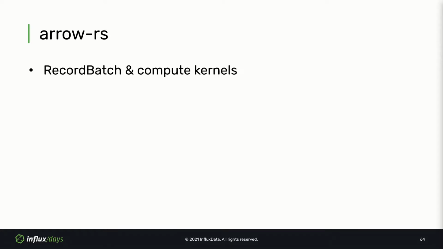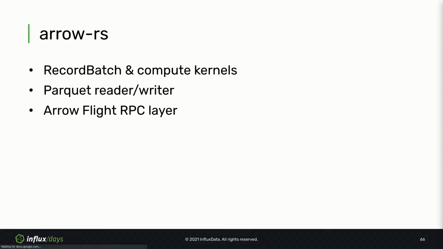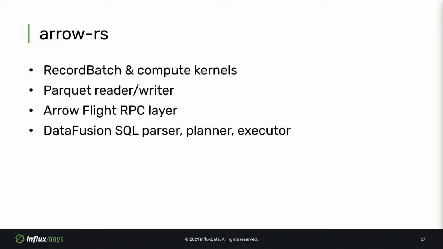So the different components are what's called the record batch and compute kernels. A record batch is basically a block of Arrow data. Then we have the Parquet reader and writer to read and write Parquet files. We have the Arrow Flight RPC layer. And then lastly, we have DataFusion, which is that SQL parser, planner, and executor.